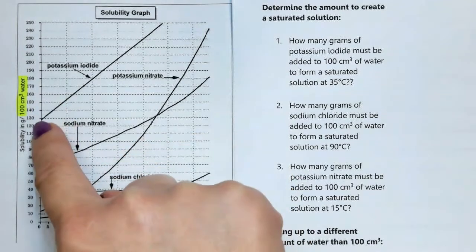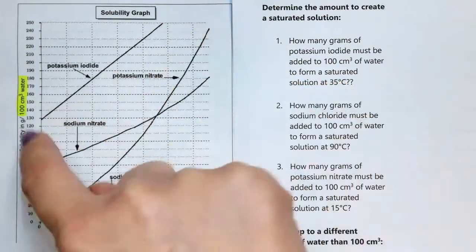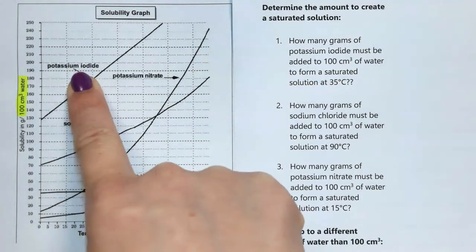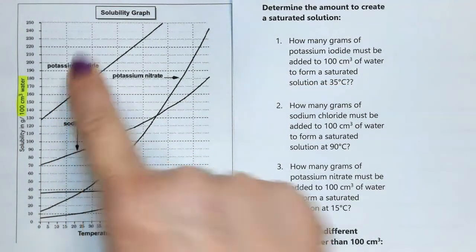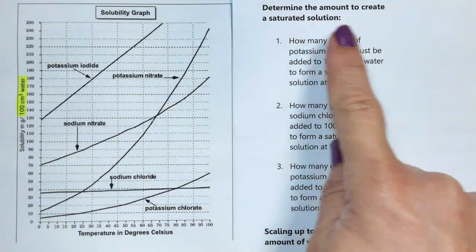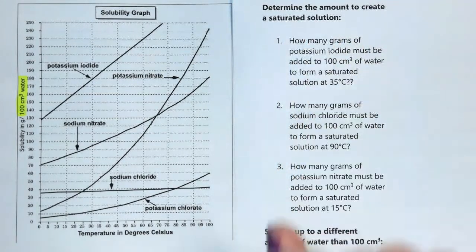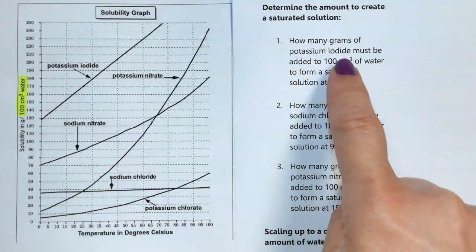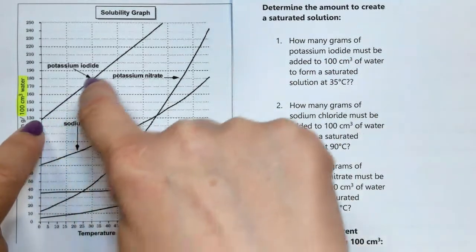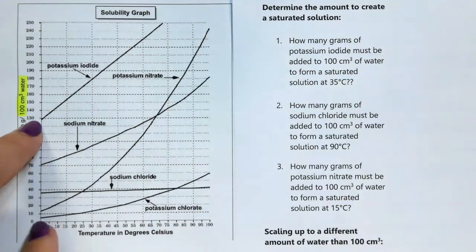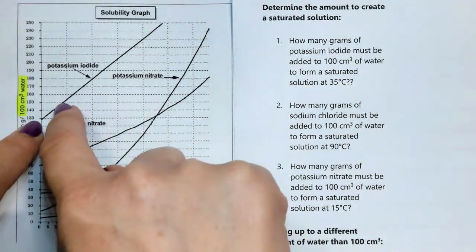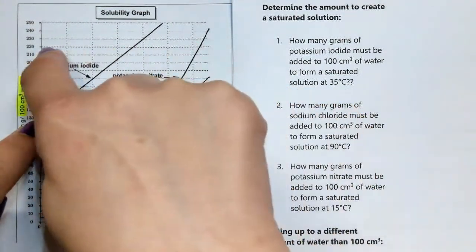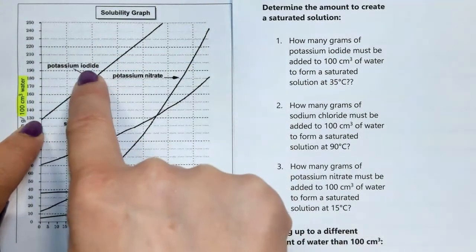And then the lines on the graph tell us how many grams of these solutes will make saturated solutions. So the first type of question is determine the amount to create a saturated solution. So if I were looking at how many grams of potassium iodide, that's going to be this line right here. At these different temperatures, these are the amounts that I can see on the left. That is how much would make a saturated solution of potassium iodide.